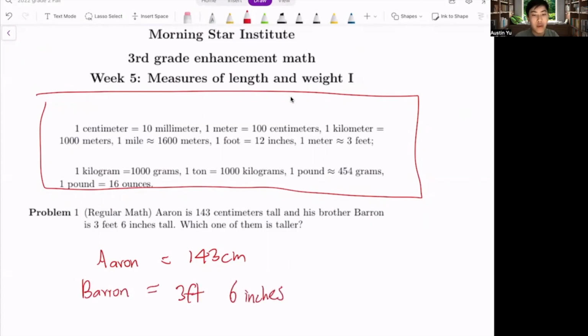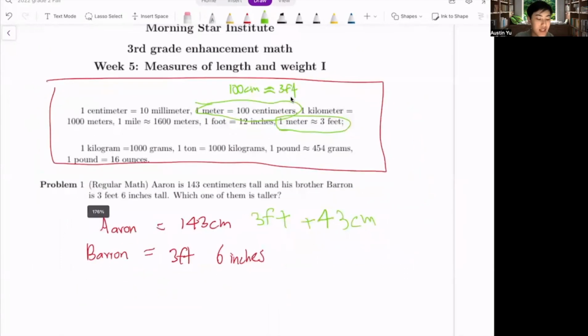Starting off in green, we see that 1 meter is roughly equivalent to about 3 feet, and 1 meter is also equivalent to 100 centimeters. So we can rewrite this as 100 centimeters is roughly equivalent to about 3 feet. Therefore, we can rewrite Aaron as 3 feet plus 43 centimeters because we replaced Aaron's 100 centimeters with 3 feet. So it matches Baron's. And then we have to determine which is greater, 43 centimeters or 6 inches.